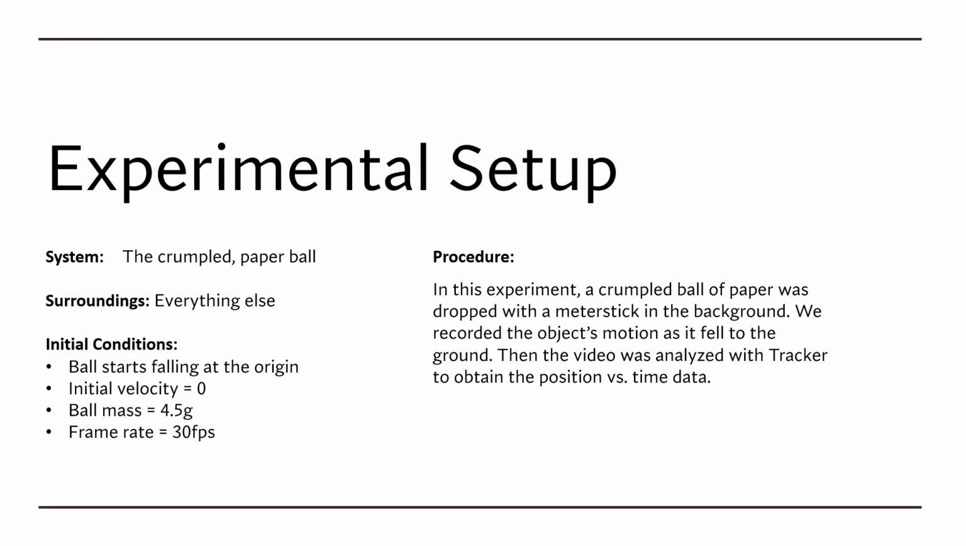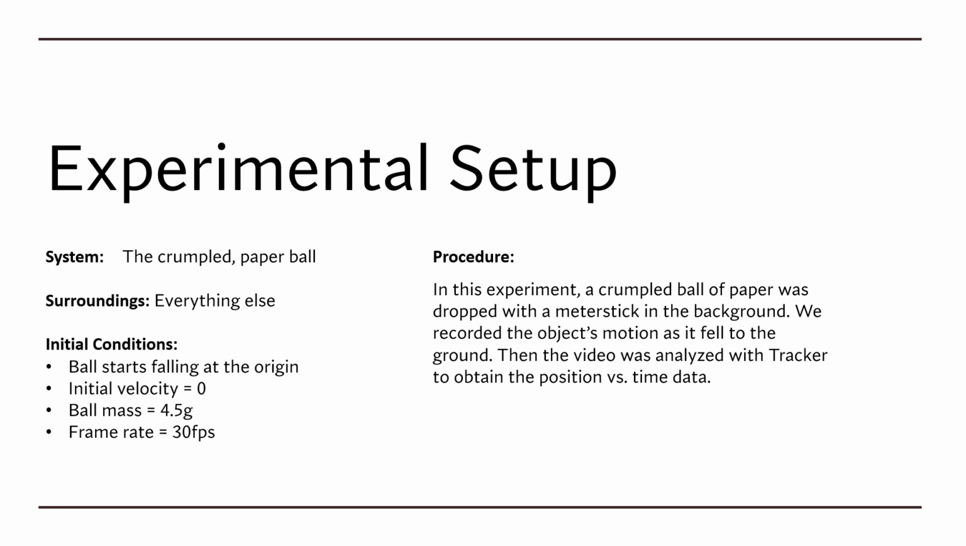The system is the crumpled ball of paper. The surroundings are everything else: the earth, the floor, the room, the air, you name it. The initial conditions are that the ball starts falling at the origin. The initial velocity is 0. The ball mass is 4.5 grams, and the frame rate of the video recorded was 38 frames per second. This is relevant for the delta t in the code.